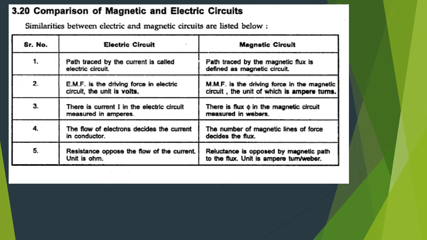Next, if there is a current, then there should be an opposition. Resistance is the opposition to the flow of current. It is the property of the material which opposes the flow of current, and resistance has unit ohm. In the same manner, in a magnetic circuit, reluctance is similar to resistance. Reluctance is the opposition to the magnetic path or to the flux, and it has the unit ampere turn per Weber.